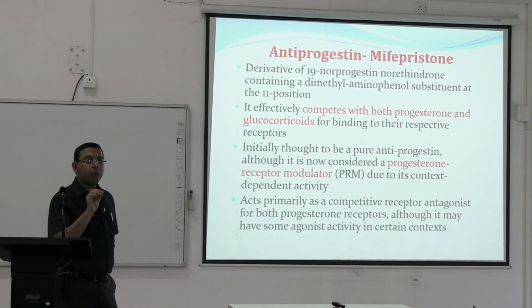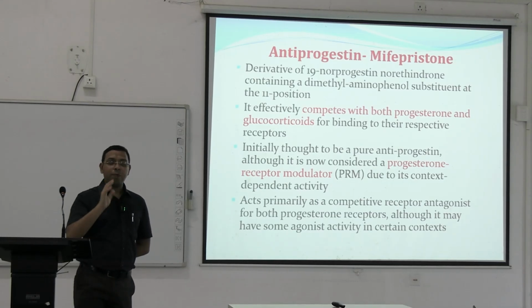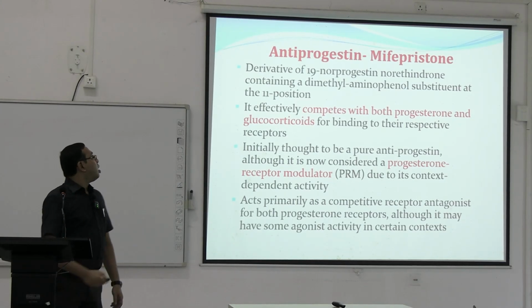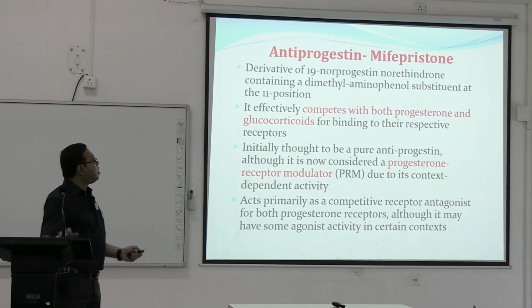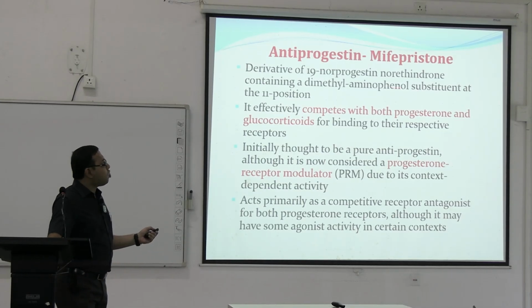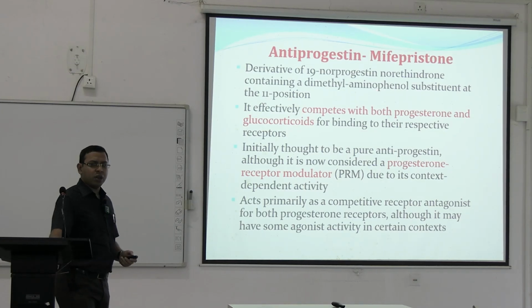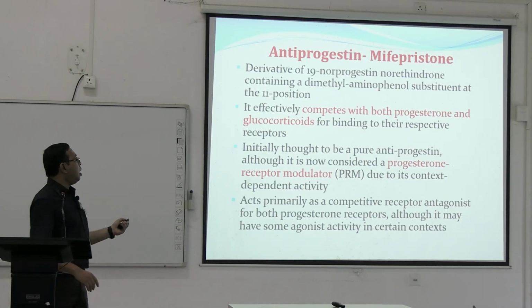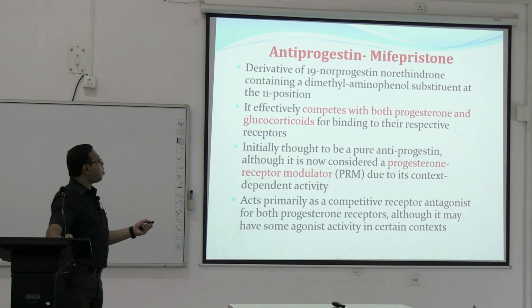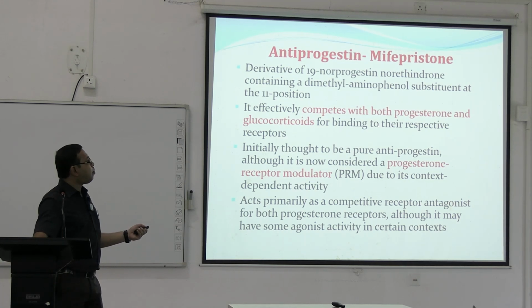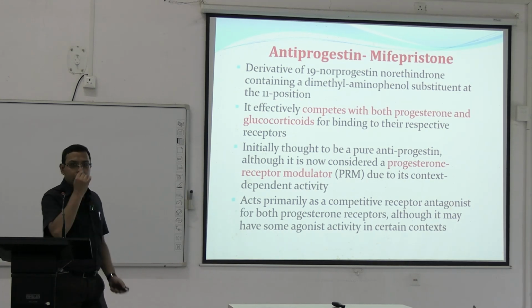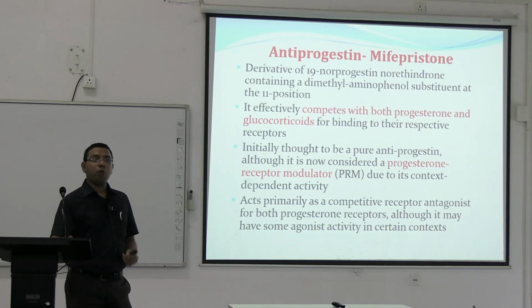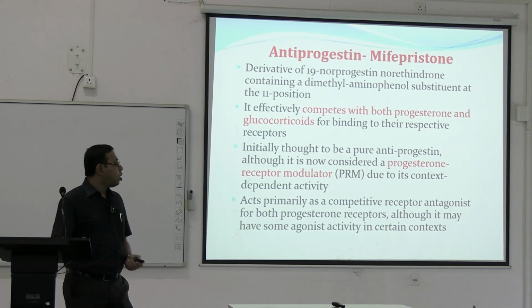The most common is mifepristone, very important, mifepristone. It is a derivative of the 19-norprogestin, norethindrone, containing a dimethylaminophenol substituent at the 11th position, that is slightly changed. It effectively competes with both progesterone and glucocorticoids for binding to the respective receptors. That is, this mifepristone is both anti-glucocorticoid as well as anti-progesterone.